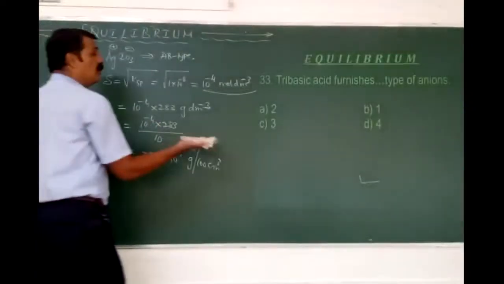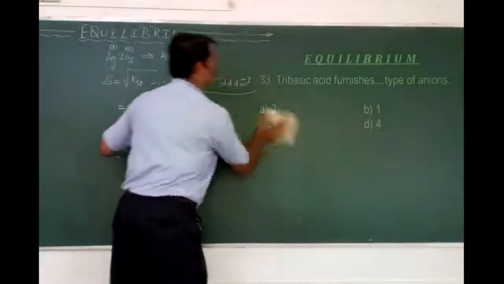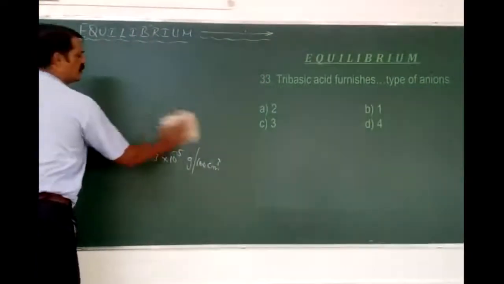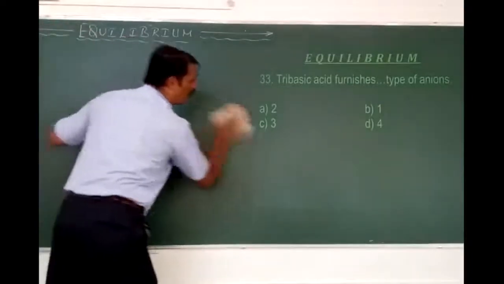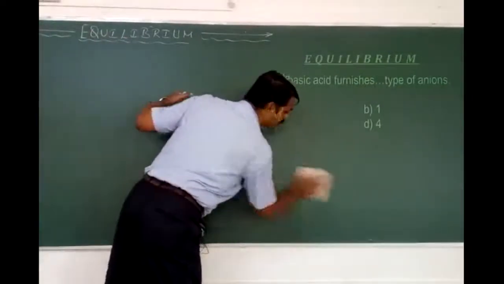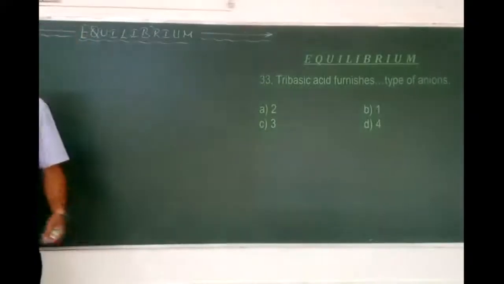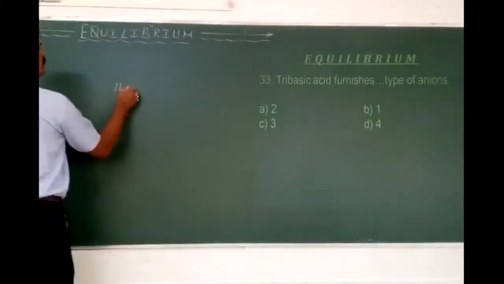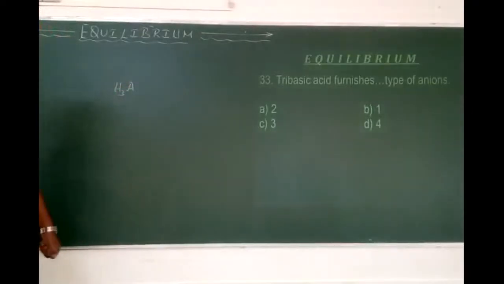So here, the tribasic acid. What's that? Tribasic acid, it furnishes how many types of anions? How many types of anions are present with respect to the tribasic acid? Can I mention this like this? It is an example for a tribasic acid.